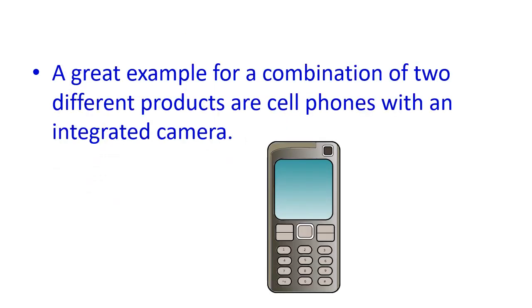Another example is we are going to combine two different products, cell phone as well as the camera. So here we have one single integrated product called cell phone with the camera. We can use this product for communication as well as taking photos. So this is called combine.